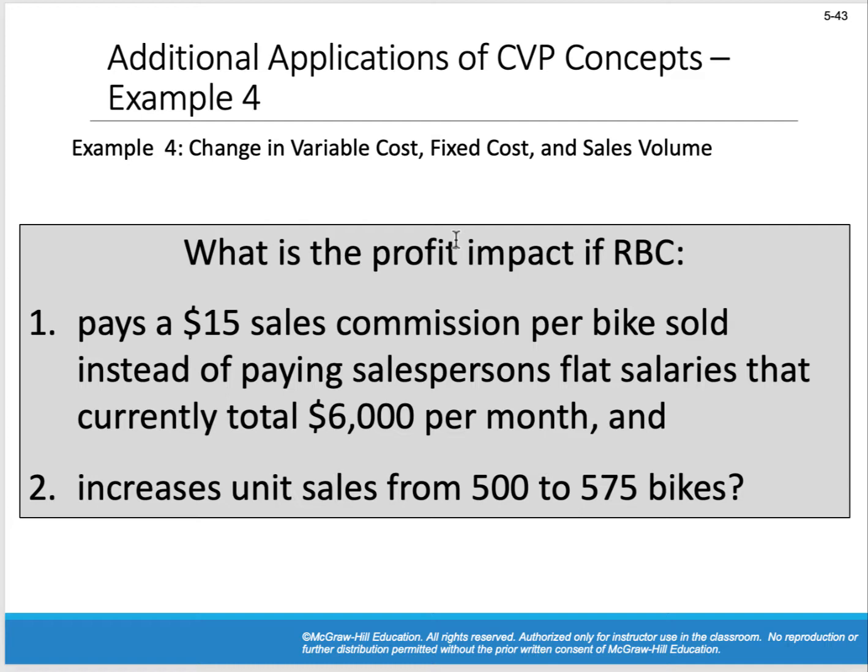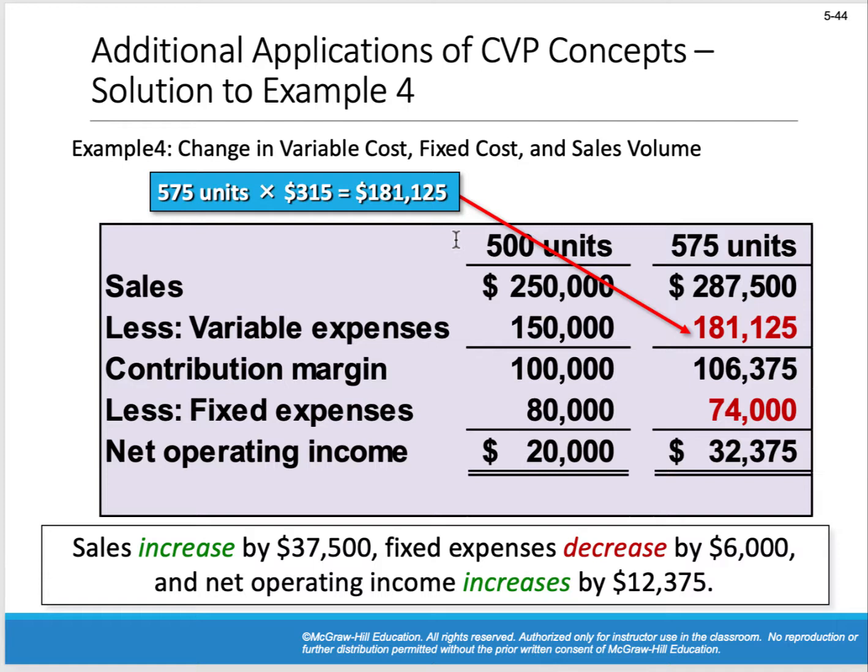Well, sounds like a good idea. Let's see if it works. Keep in mind what we're doing. We're increasing the variable cost, decreasing the fixed expenses. So we have an issue here where it's above the line and below the line impact. Let's see what we do.